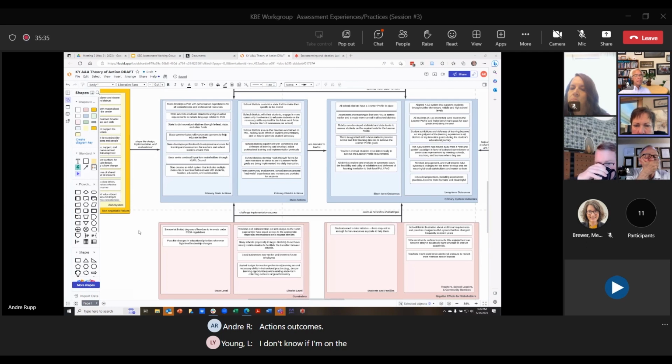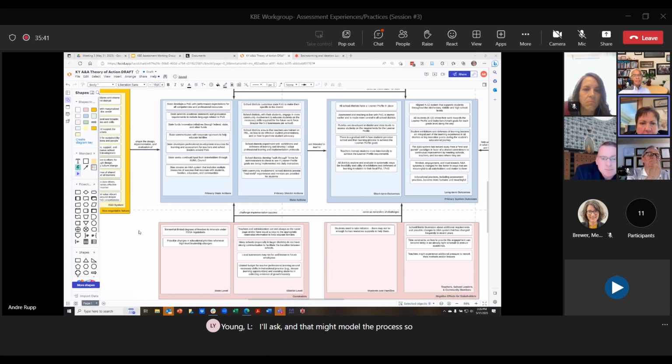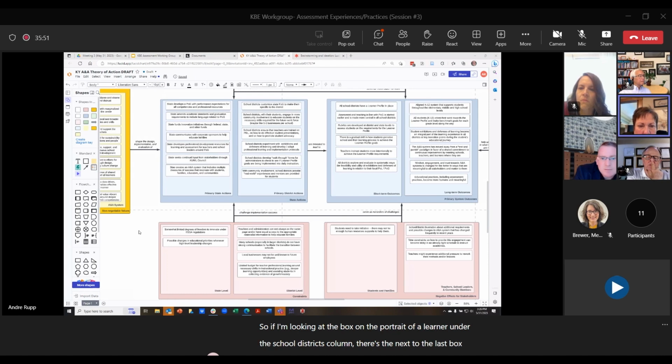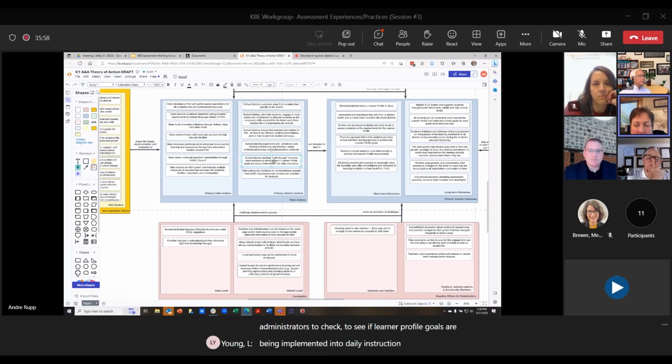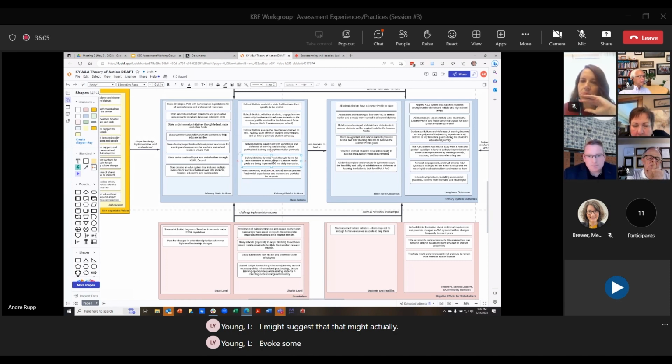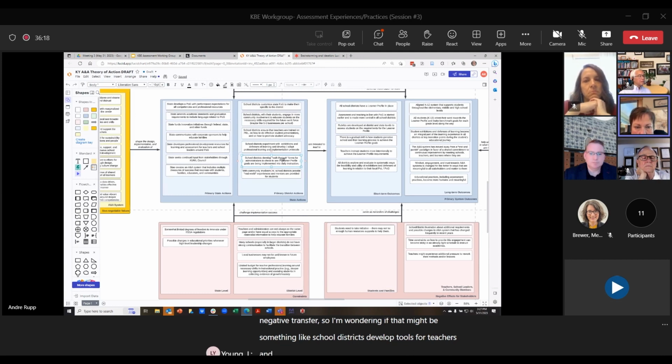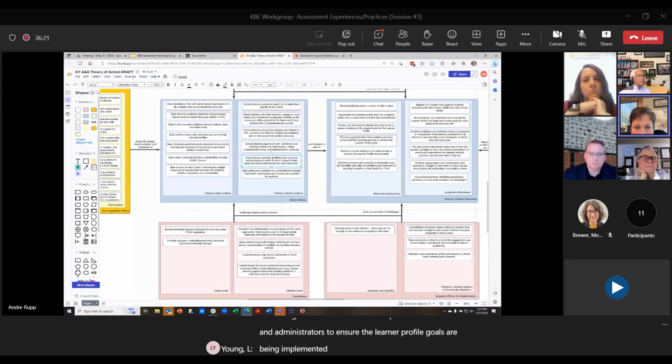I don't know if I'm on the right track on this one, but I'll ask, and that might model the process. If I'm looking at the box on the portrait of a learner under the school districts column, the next to the last box says school districts develop walkthrough forms for administrators to check to see if learner profile goals are being implemented into daily instruction. I might suggest that might evoke some former practice that might get in the way, some negative transfer. So I'm wondering if that might be something like school districts develop tools for teachers and administrators to ensure the learner profile goals are being implemented in daily instruction.